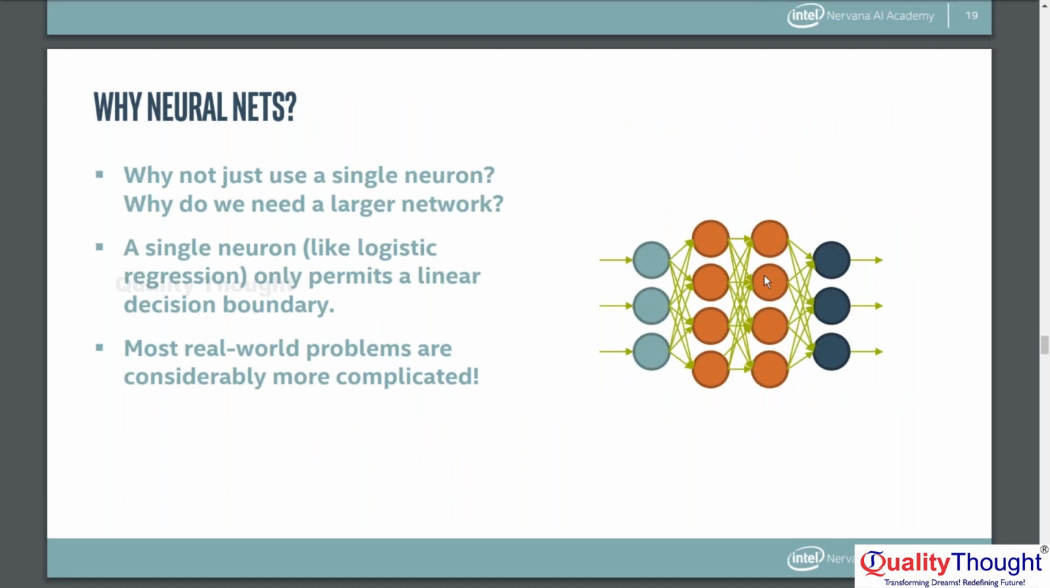So here, why are we not using a single neuron? Why do we need a larger network of neurons? This is a very important thing we need to understand. A single neuron, like a logistic regression, will permit only a linear decision boundary. So we require a network of neurons. A single linear boundary is what a logistic regression will basically provide us. In the same way, a single neuron will provide a fraction, right?